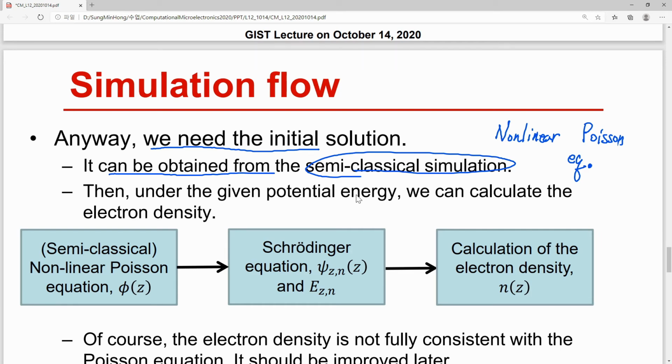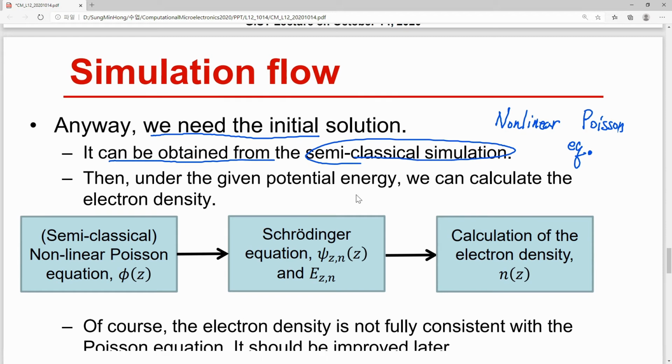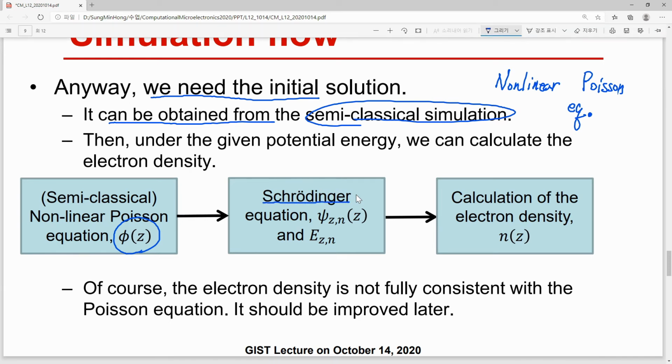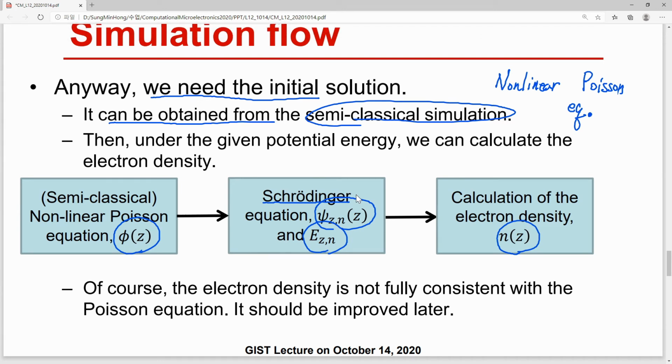Although that potential is not fully consistent with the Schrödinger equation, it's okay. It is a good initial guess for our electrostatic potential. Then, based upon that electrostatic potential, although not perfect, solve the Schrödinger equation. When you solve the Schrödinger equation, you will get the wave function and eigenenergy. And from these two pieces of information, you can calculate the electron density as we have studied just before.